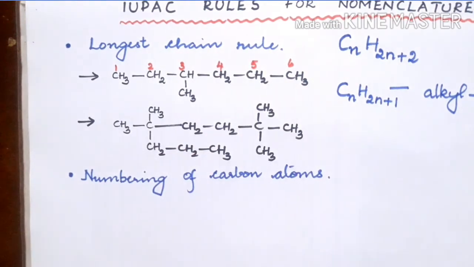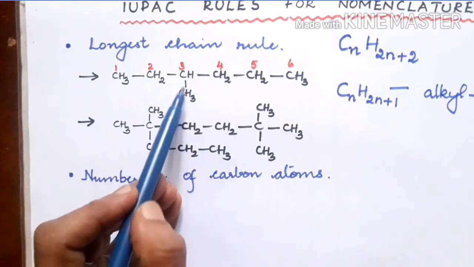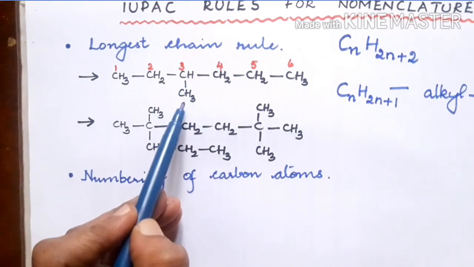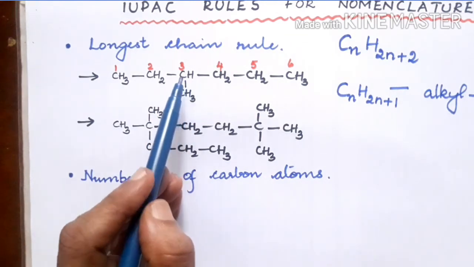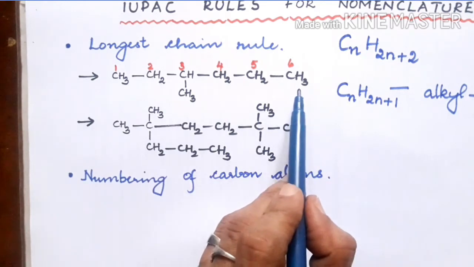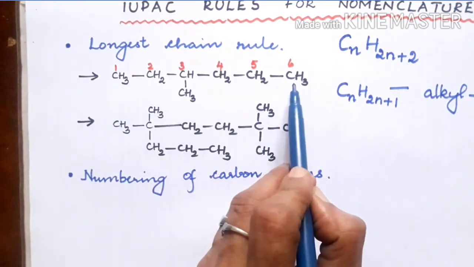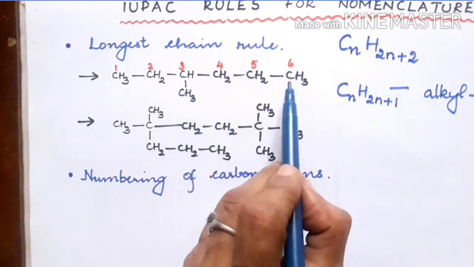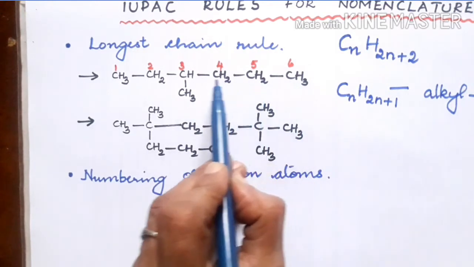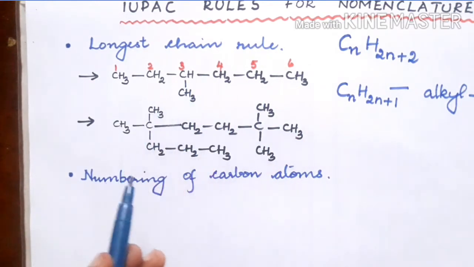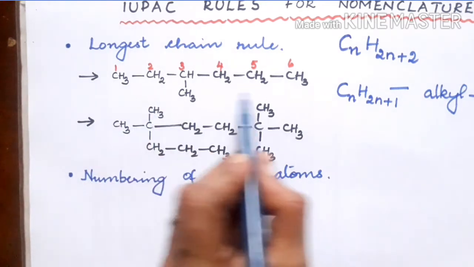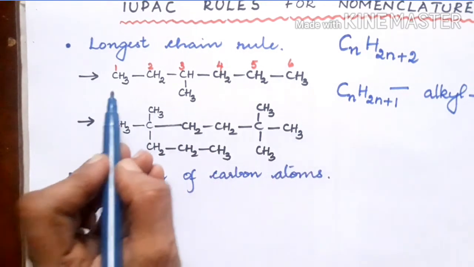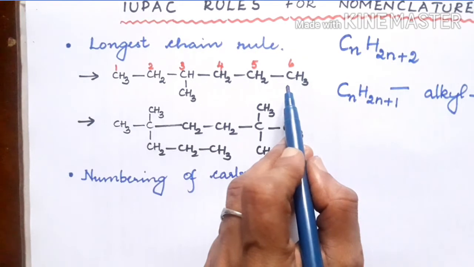So, the third position we have the side chain or the substituent. Now, if you number it from right to left, what will be the position occupied by CH3? We have 1, 2, 3, 4. So, the one which is having the lowest number has to be considered. So, this is the right way of numbering it.